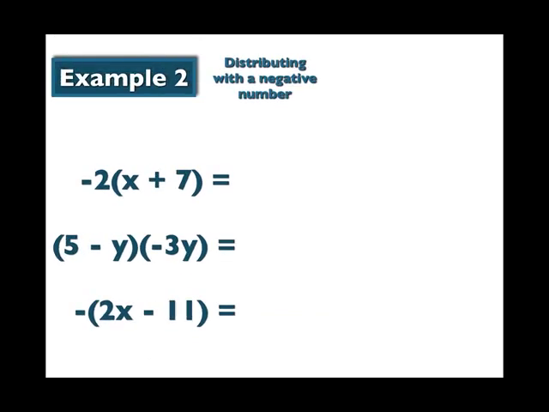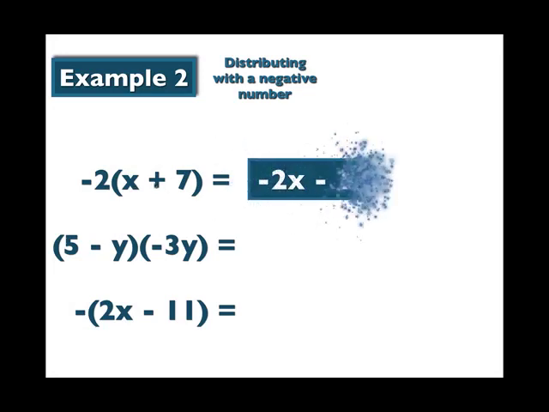Now, what happens when we have a negative? Again, the important thing here is to remember that the negative sign on the outside is going to change everything on the inside to its opposite. So if I multiply negative 2 times x, that's going to give me negative 2x. And negative 2 times positive 7 is going to give me negative 14. So we get negative 2x minus 14.